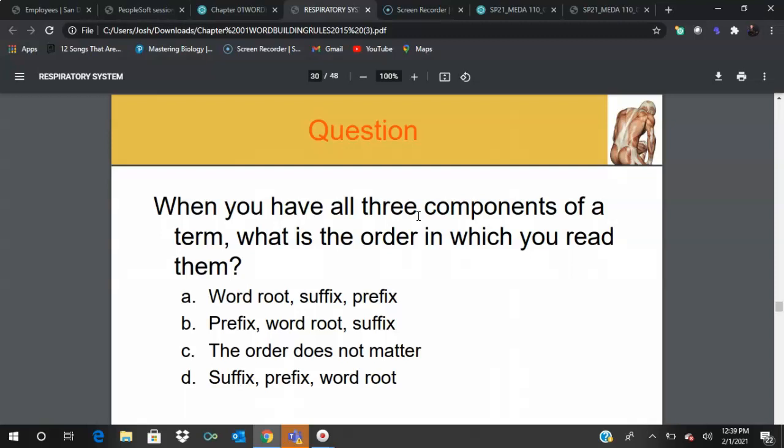Okay, so let's look at our order. This question's just referring to what we've gone through, and we're looking at a word that has all three word elements or word components. What order do you read them in? So the correct answer is suffix, prefix, word root, which is letter D.